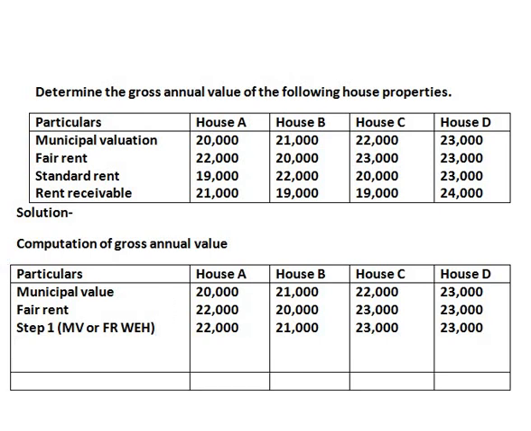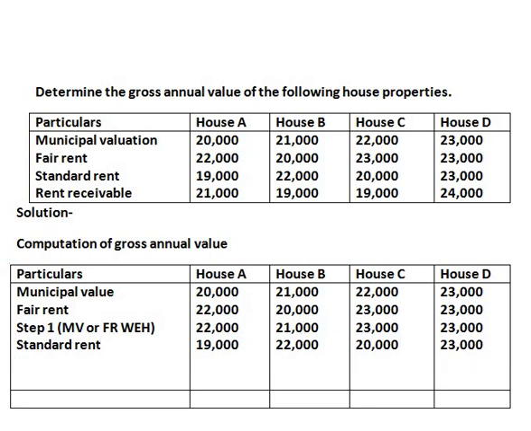Moving to the next, this step 1 is now compared with the standard rent. Standard rent for house property A is 19,000, house property B is 22,000, house property C is 20,000 and house property D is again 23,000.